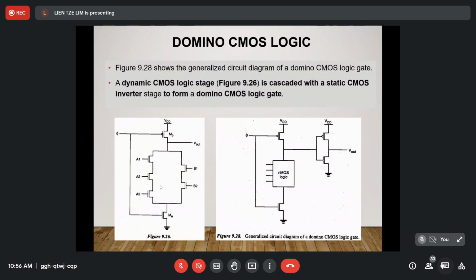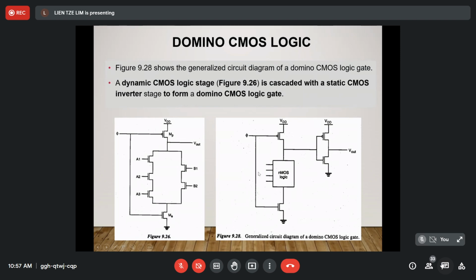Now I will introduce to you domino CMOS logic. Figure 9.28 shows the generalized circuit diagram of a domino CMOS logic gate. This is what we call a domino CMOS logic gate. What is the difference between this domino CMOS logic gate and the basic dynamic logic circuit? This one is a dynamic logic circuit which I have shown you in the previous slide, and this is the domino CMOS logic circuit. You can compare these two.